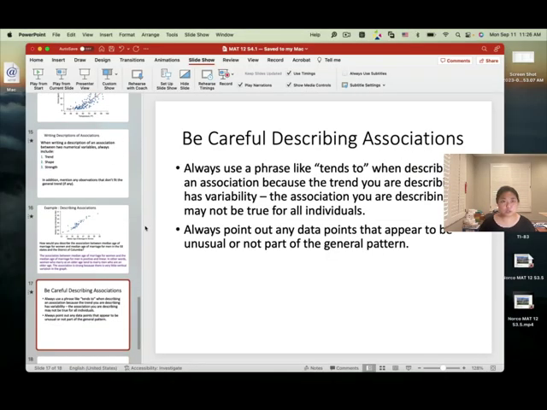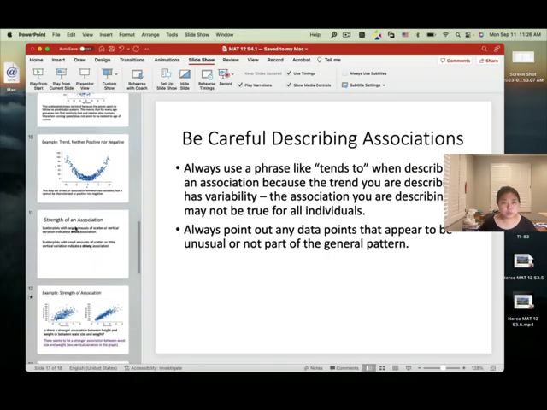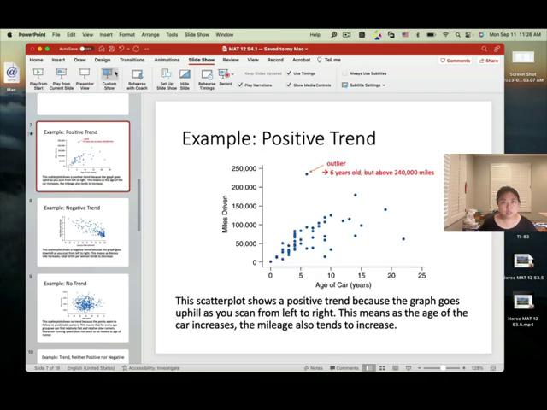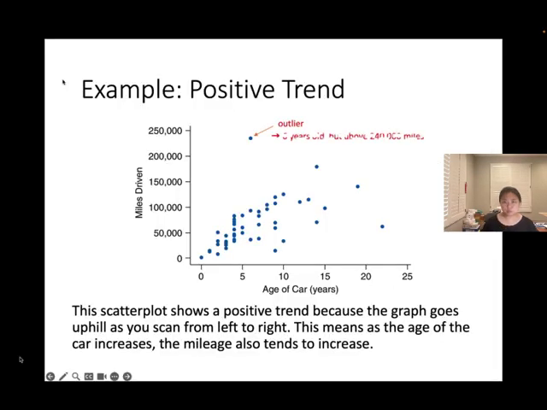Okay, let's go back to that example and talk about it. Okay, this one. So for this example, if I want you guys to describe the association in this scatterplot, what are you going to write? Remember, think about the trend, the shape, and also the strength. First, is it positive or negative? Is it linear or non-linear? You could see they are going this way, right? So it should be positive and linear.